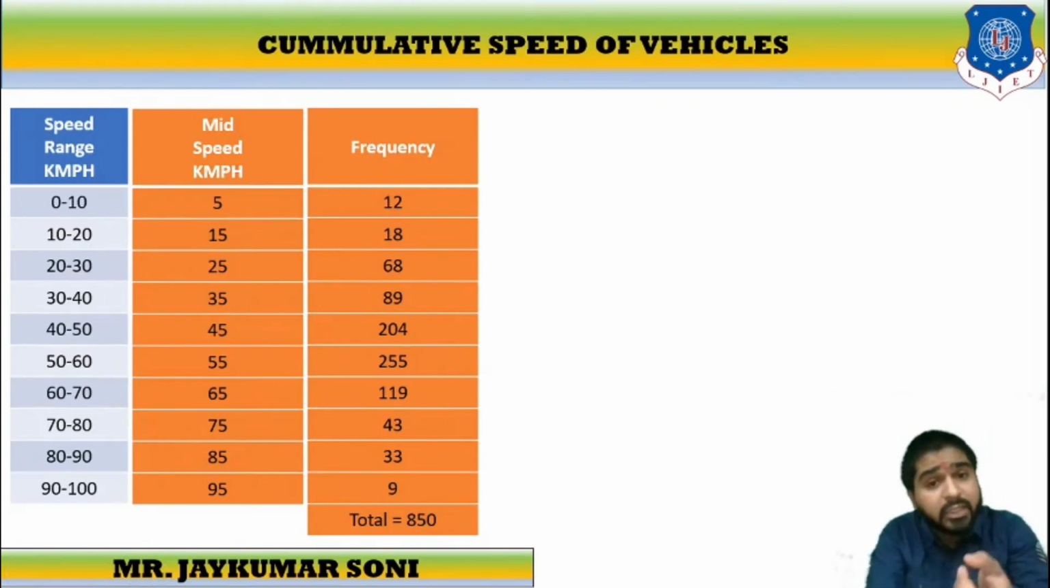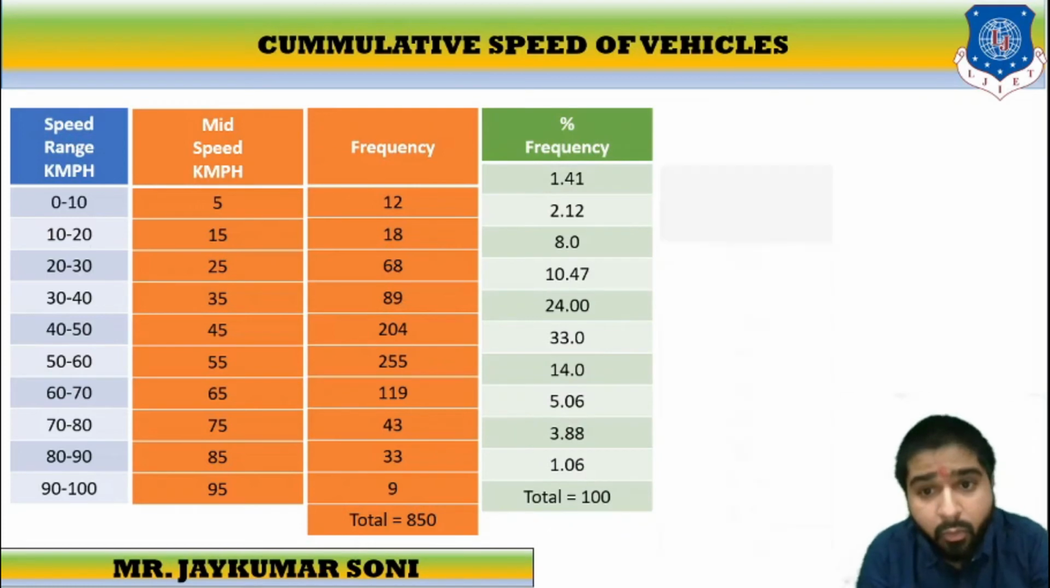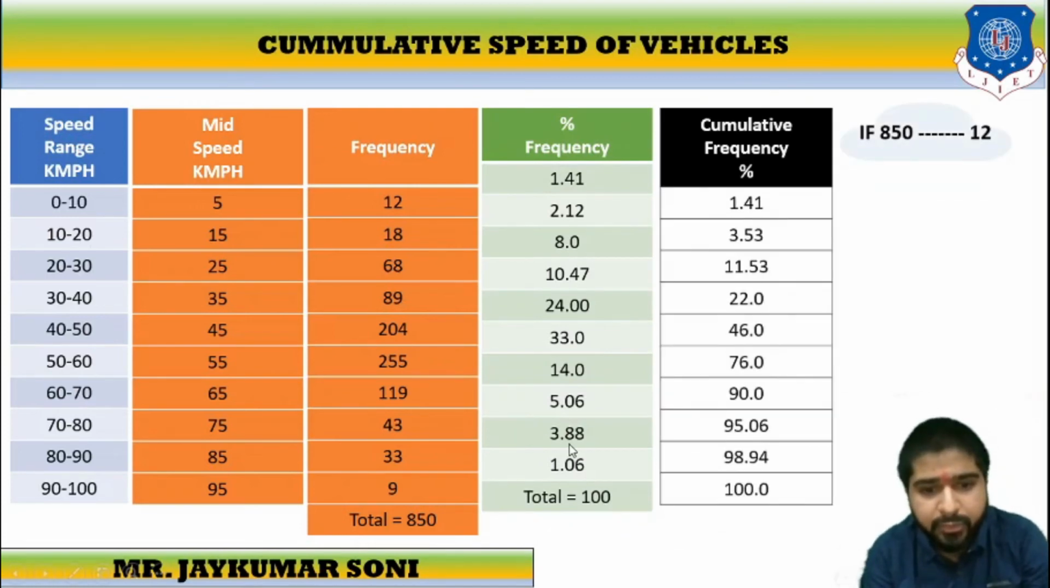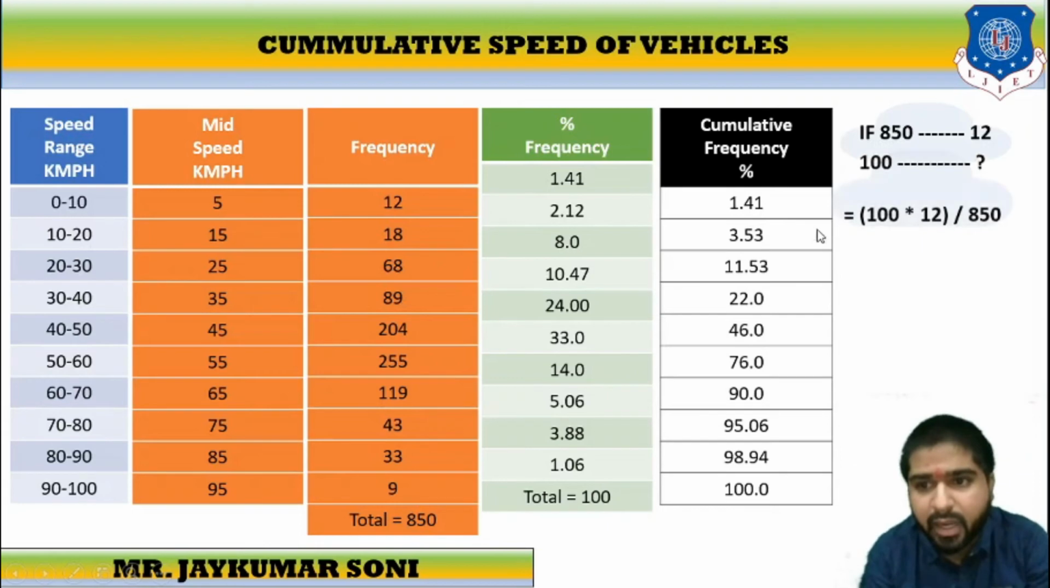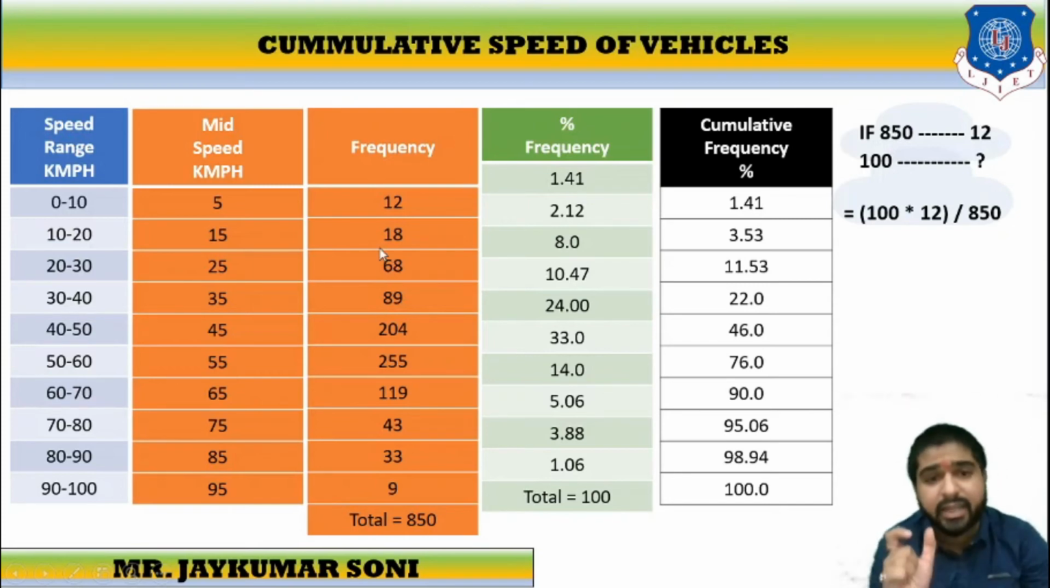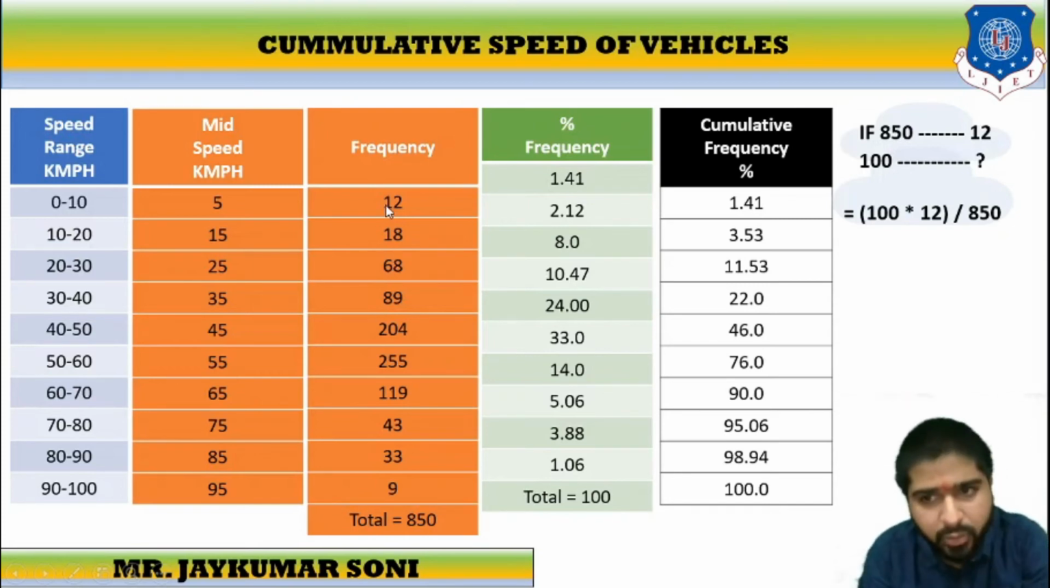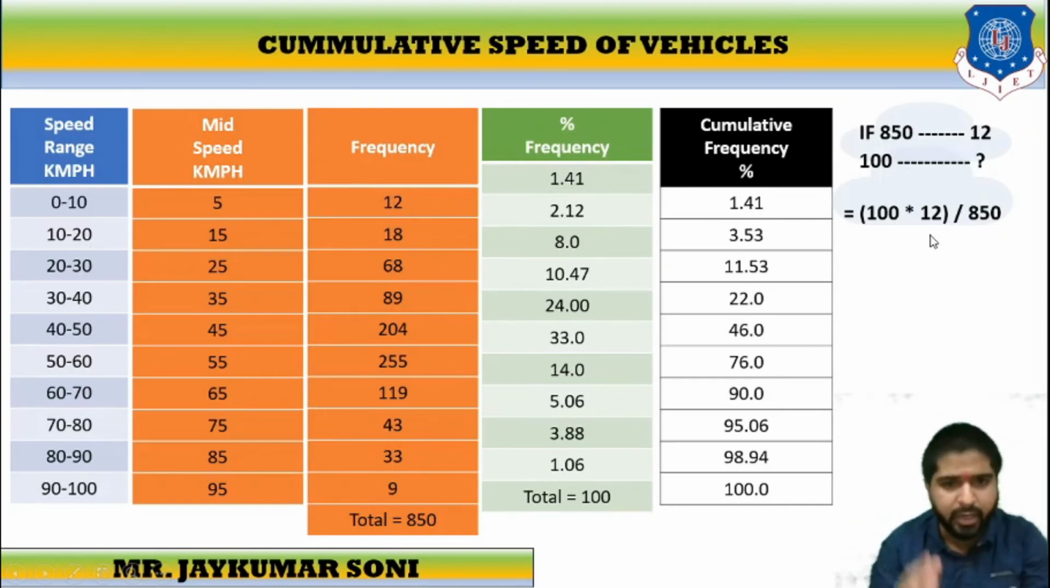Now, I will convert this frequency into percentage. If 850 is the total, and 12 vehicles are traveling out of 850, then out of 100 how many will travel? So it will give me the value of this percentage. This is the three ratio form: 850 to 12 to 100, what is the value? So 850 into 12 divided by this. So it will be 12 into 100 by 850. This is the three ratio form.